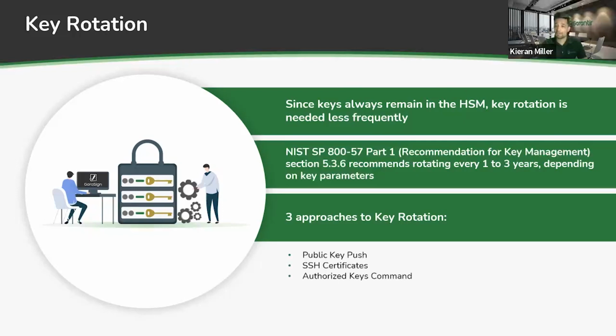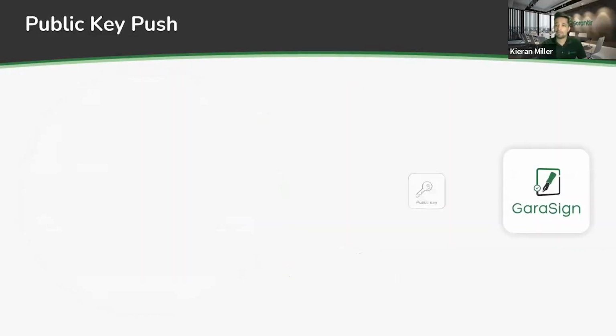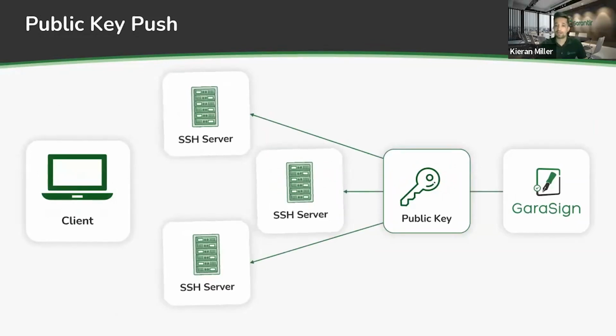The first is called public key push. The next is using SSH certificates. And the last is using the authorized keys command. So the public key push looks like this. GaraSign basically pushes the public key for each user out to the SSH server, which gets configured in the user's authorized keys file, which is where SSH natively looks to find the user's public keys.